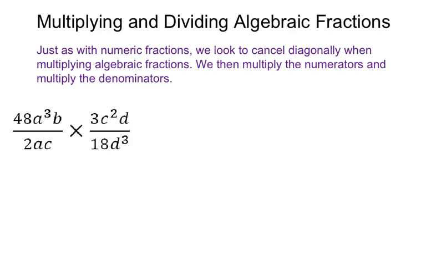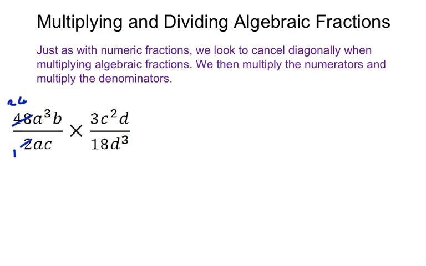And now for the final example on multiplying before we look at dividing. Once again, we're going to work through the numbers one at a time. So first of all, we've got 48 cancels with the 2 to give us 1 on the bottom and 24 on the top.